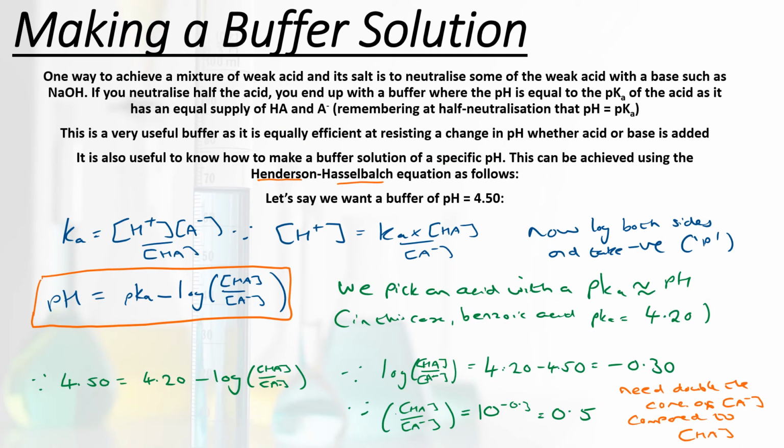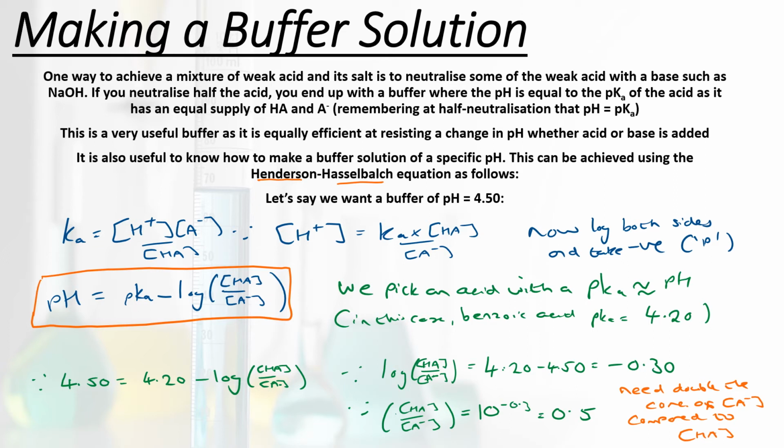So one way to achieve a mixture of the weak acid and the salt is to neutralize some of the weak acid with a base. This is what we've been doing in these past questions. We've been taking our weak acid and a base, reacting them together and making the salt, and we get both components. Now, if we neutralize half of the acid, we'll end up with a buffer where the pH is equal to the pKa of the acid.